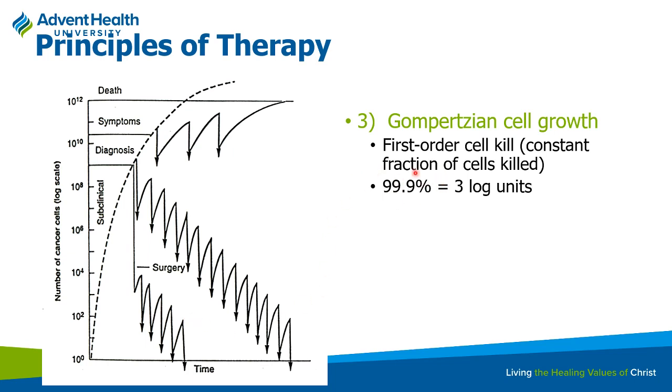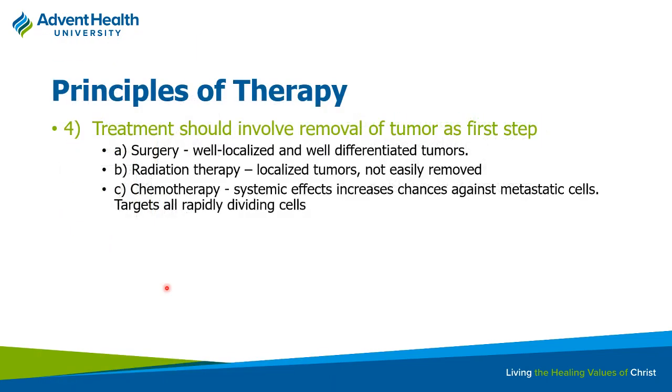But again, even if you had 99.9% of cells killed right here, you still have a ton of cells that are left around that you have to get rid of, right? Because again, cells are pretty small. So you're going to find that in general, when you're first initially treating these patients, removal of the tumor is obviously going to be the best thing for them. It's going to get you the most bang for your buck in terms of getting rid of those cells there. Surgery is good for really well localized, well differentiated tumors.